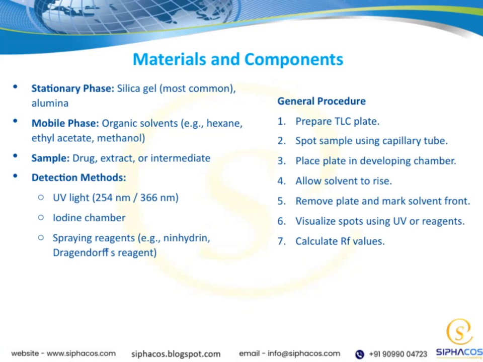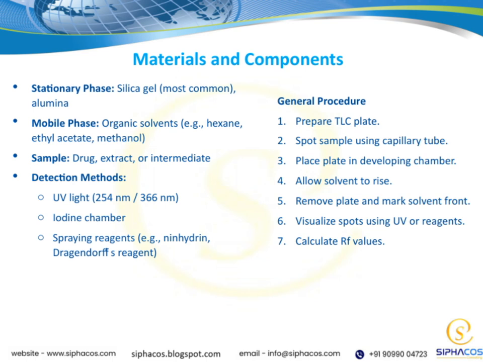Let's walk through the general procedure for thin layer chromatography, or TLC. First, you need to prepare your TLC plate, making sure it's clean and ready for spotting. Next, you'll spot your sample onto the plate using a capillary tube, being careful to apply a small, concentrated amount. Then, place the plate into the developing chamber, which contains your mobile phase solvent. It's important to ensure the solvent level is below the spot line to prevent contamination. Allow the solvent to rise up the plate by capillary action until it reaches near the top. Then carefully remove the plate and mark the solvent front immediately.